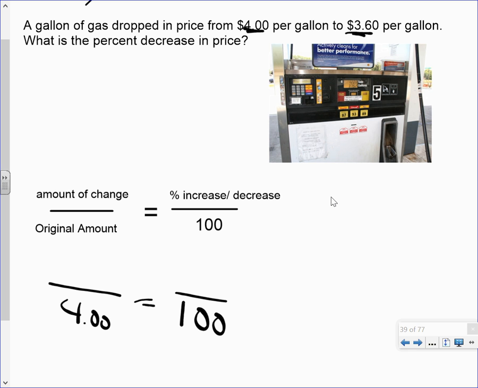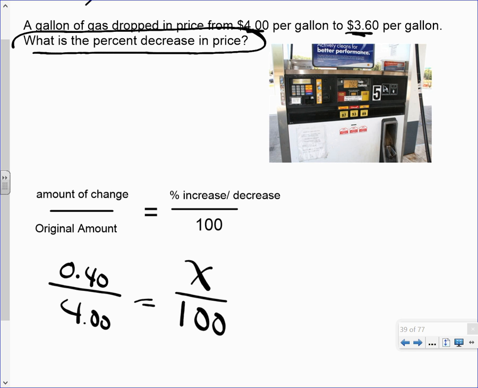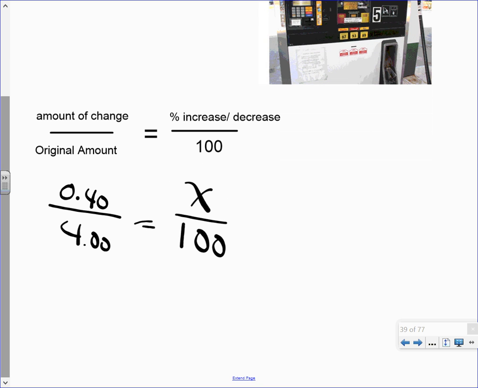40 cents, exactly. So we subtracted the bigger from the smaller, or the other way around, smaller from the bigger. 4 minus 3.60 is a 40-cent difference, huh? So put 0.40. We're dealing with money, so keep the decimals. And then X. And X, look at that, is what is the percent decrease now? How much did it go down in price in percentage? This is going to tell us. Let's do it. Here we go.